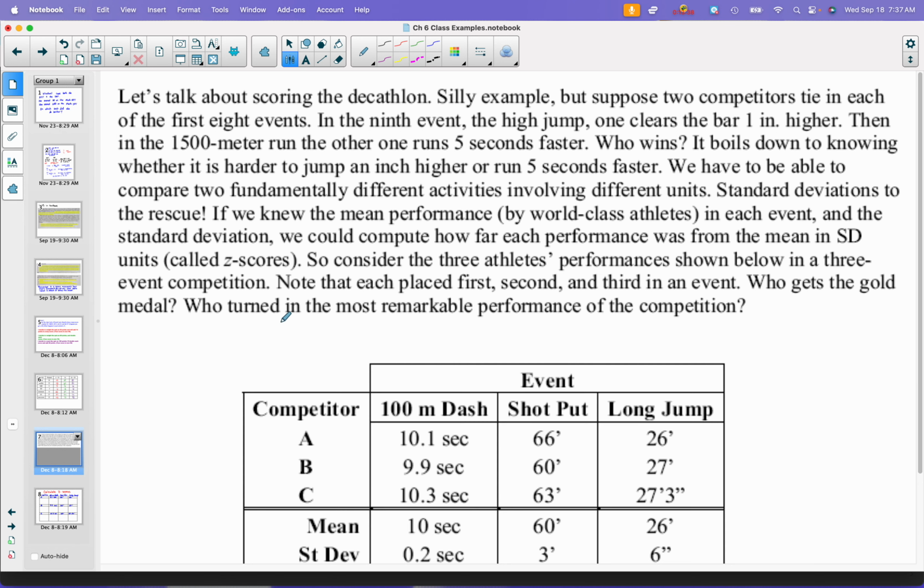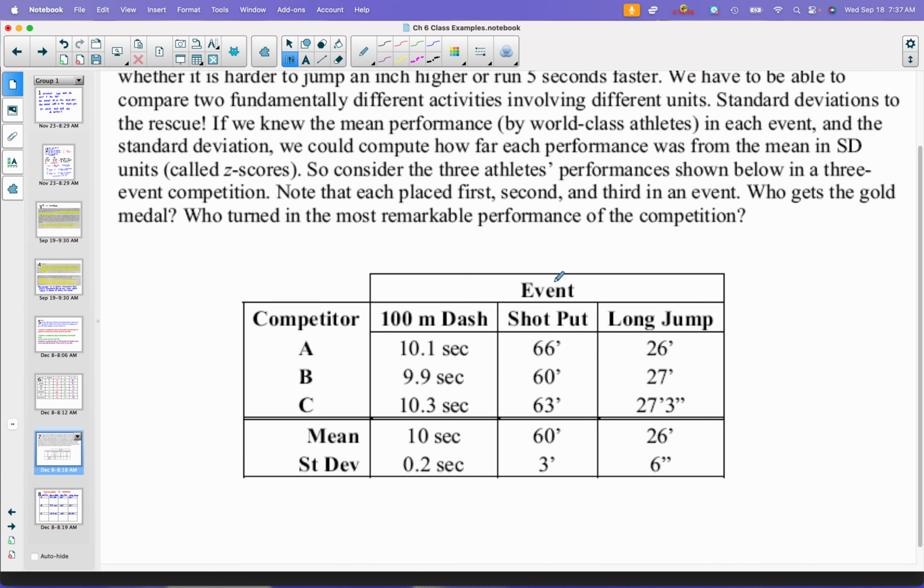So let me get rid of this. So here is our data. So we've got competitor A, who you can see they won shot put. Competitor B had the fastest score on the 100-meter dash. And competitor C looks like they won the long jump. So then how do we know?